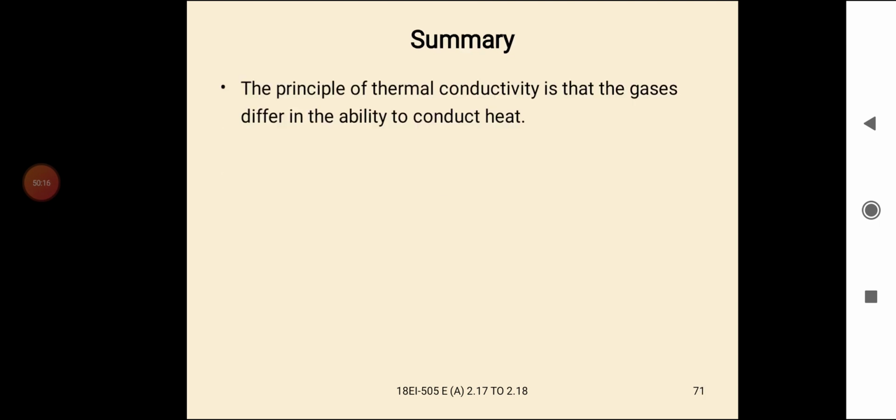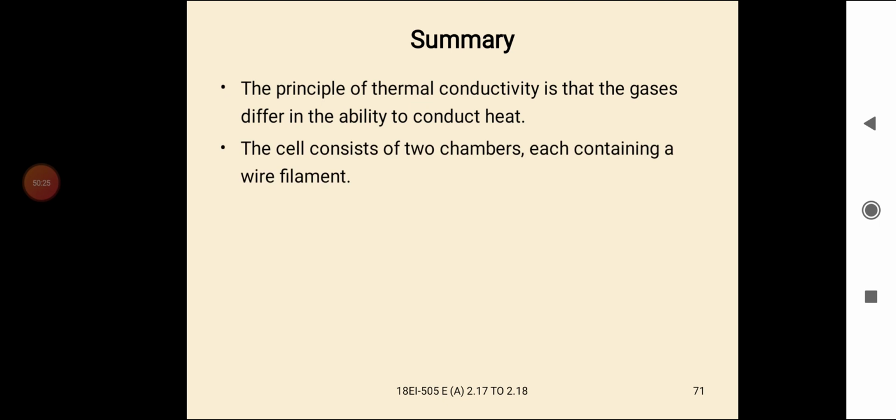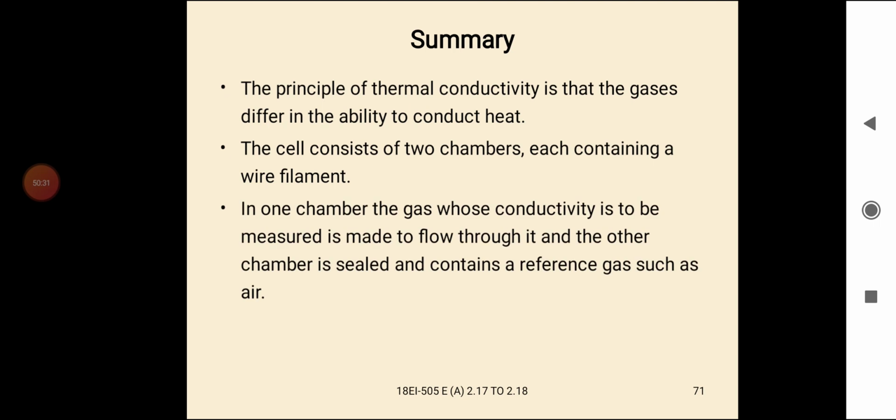Summary: the principle of thermal conductivity is that gases differ in their ability to conduct heat. The cell consists of two chambers, each containing a wire filament. In one chamber the gas whose conductivity is to be measured is made to flow through it, and the other chamber is sealed and contains reference gas such as air. The measuring circuit is a Wheatstone bridge.